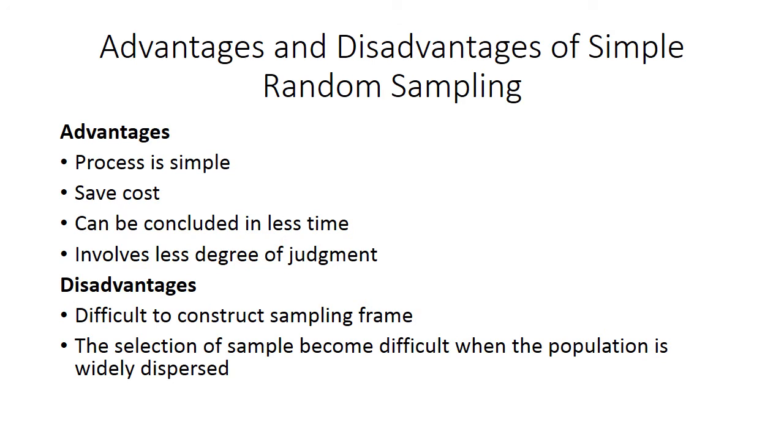Now the advantages and disadvantages. This process is simple. It saves cost. It can be concluded in less time. It involves less degree of judgment. The disadvantages are that it is difficult to construct a sampling frame. This is one of the most difficult steps. The selection of the sample becomes difficult when the population is widely spread.